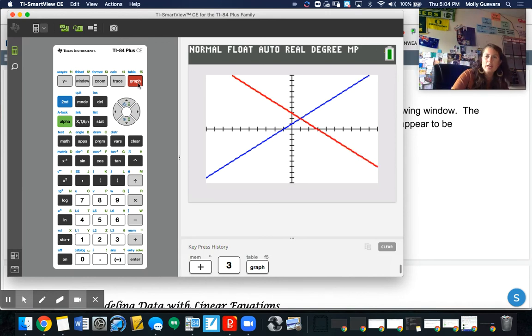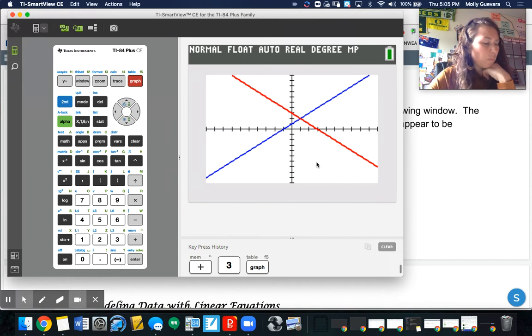In example 8, if you're reading along with your packet, it says we graphed these in the same viewing window. The lines are supposed to be perpendicular because the slope of one is 1 and the slope of the other is negative 1, which are opposite reciprocals of each other. Do they appear to be perpendicular on display? Hopefully you see, no, they don't look like they cross at 90 degrees at all. Just by looking at it, you can tell it's not 90 degrees.